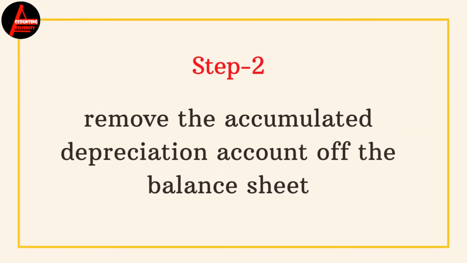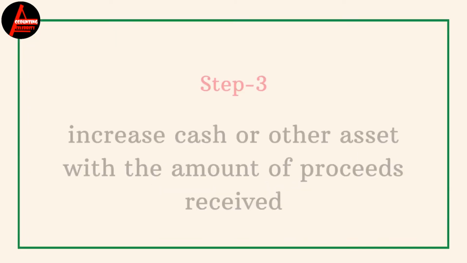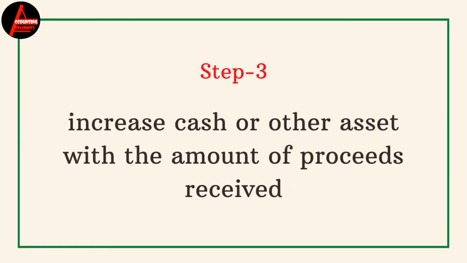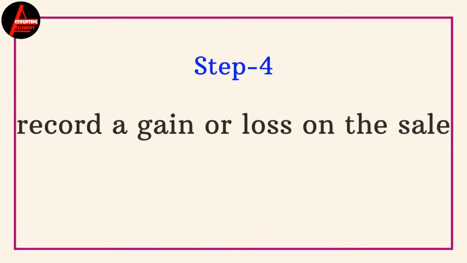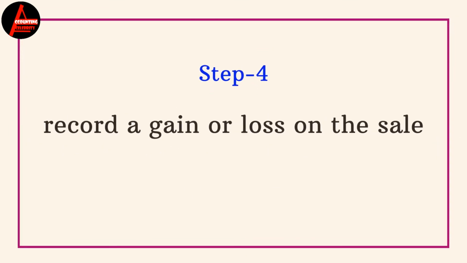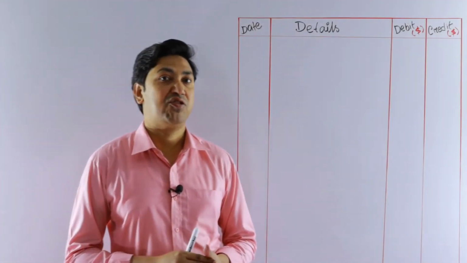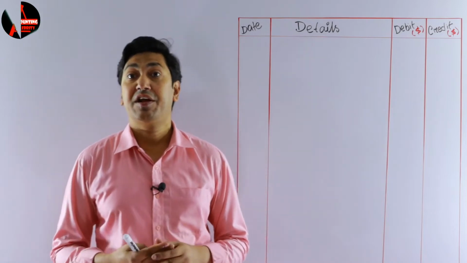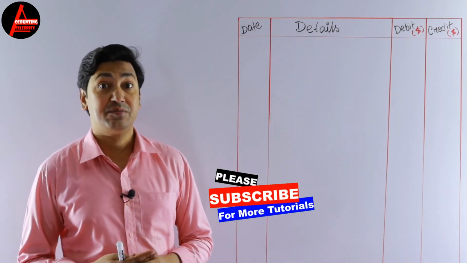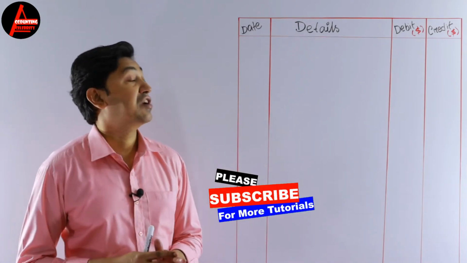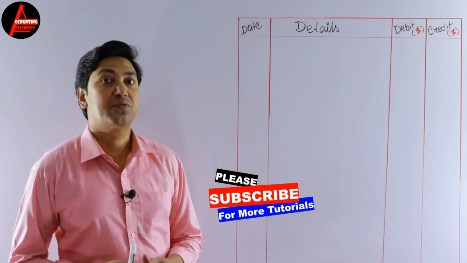In the second step, we have to remove depreciation account off the balance sheet. And in the third step, we have to increase cash or other asset with the amount of proceeds received. And in the last step, we have to record a gain or loss on the sale, means on the disposal of this equipment. Okay, so here we have 4 steps, means we have to prepare 4 journal entries here. Okay, so let us do first one.